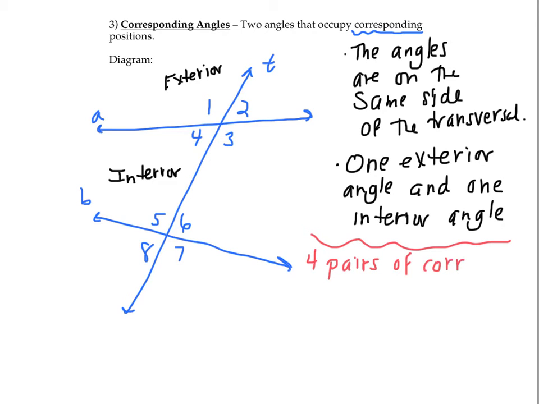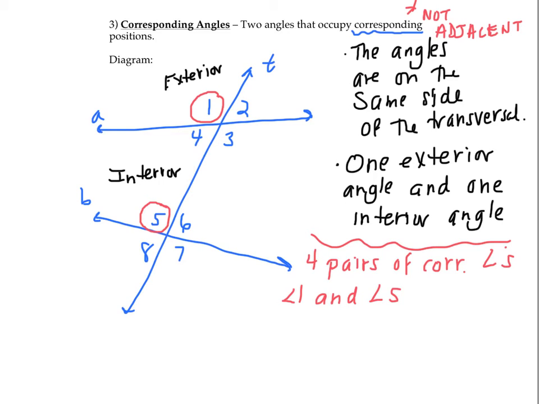I'm going to abbreviate corresponding to CORR, period. Okay, so let's take a look at our description. The angles have to be on the same side of the transversal. One will be exterior, one is interior. So here's exterior. Now, angle 4 is interior, and so is angle 5. The corresponding angles are angles 1 and angle 5. So something important to note is that corresponding angles are not adjacent. So we can include that in our description as well.